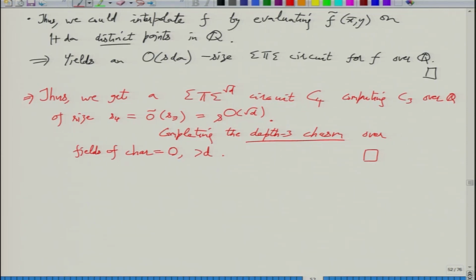So that is all we can say. Yeah, so that is the limit of depth reductions, all the way to depth 3 and decent characteristic fields. Any question at this point?